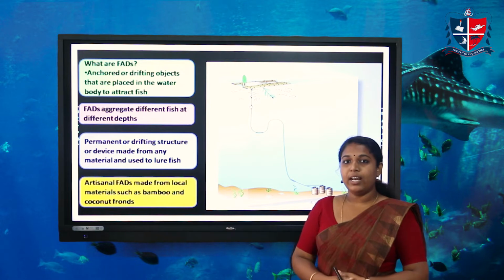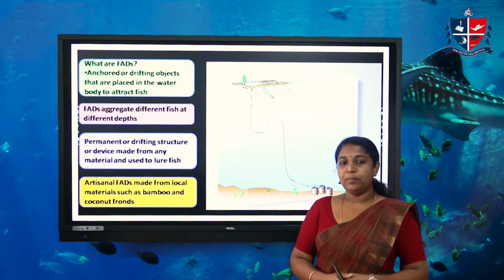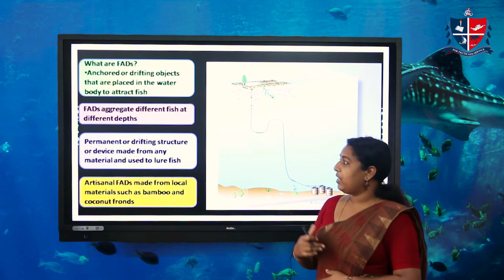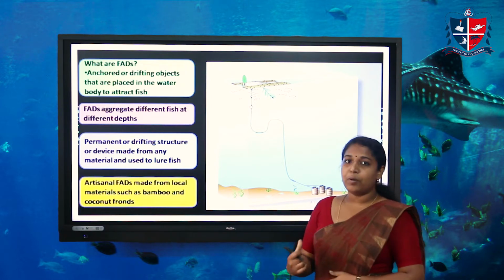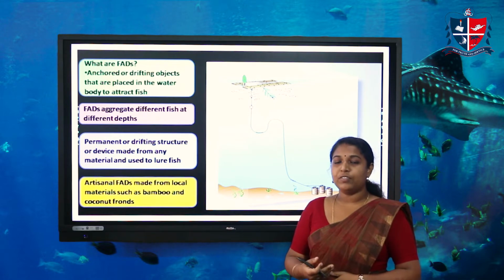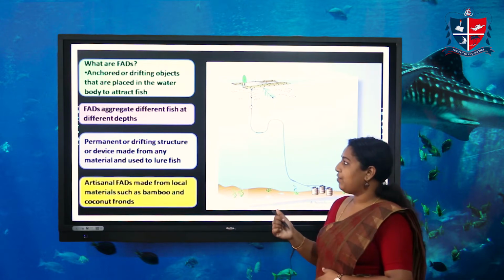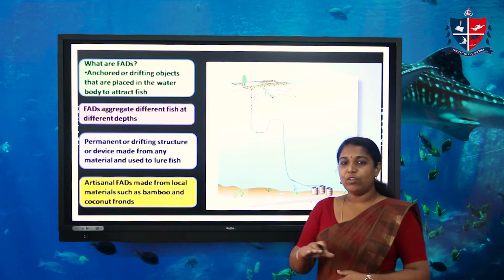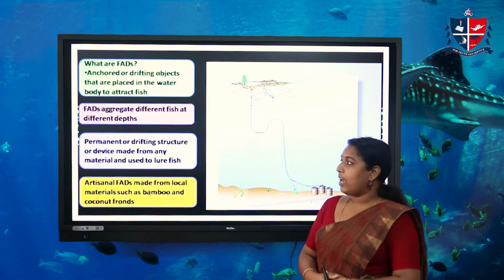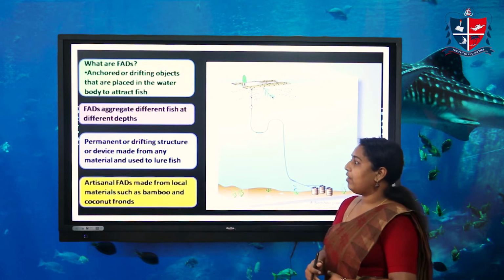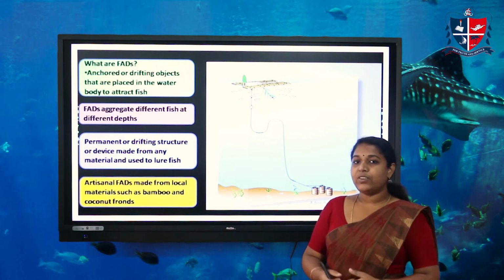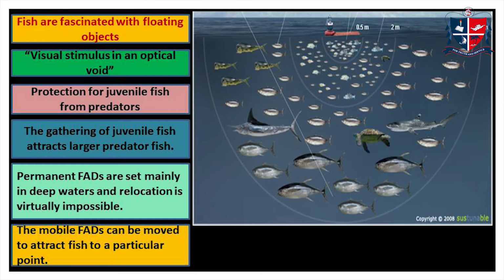Fish aggregating devices are either permanent structures or floating types. Permanent FADs are fixed at the bottom of the water bodies, and drifting structures float on the surface or subsurface of the water. The permanent and drifting FADs can be made of any materials which attract the fishes.